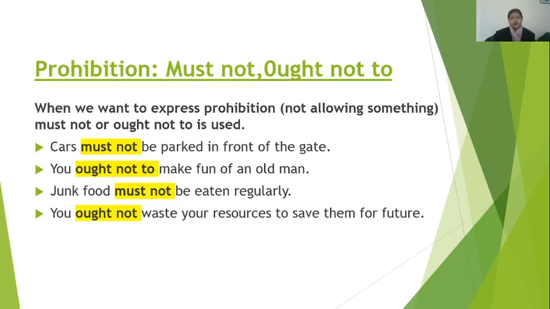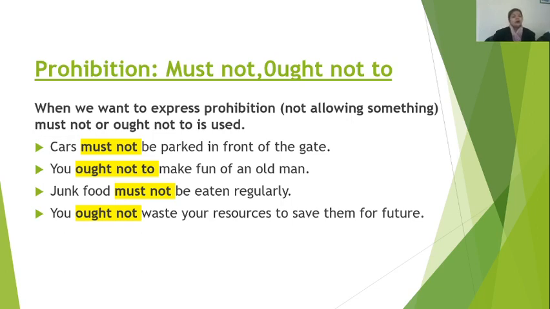Prohibition. Now, how to show the prohibition? Prohibition means showing no, saying no, not allowing something. Okay, when you want to deny someone, want to say that no, you are not going to do this. So what are you doing? You are prohibiting the person not to do. So this is known as prohibition. Okay, how to speak out it?